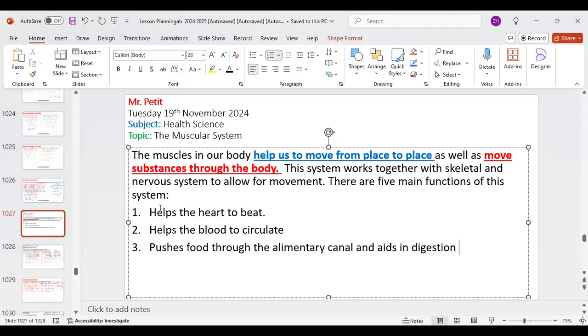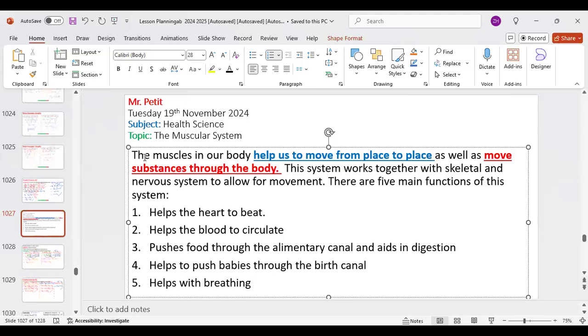So you have smooth muscles which are in your digestive system. Then how about in reproduction? It helps to push babies through the birth canal. Without muscles, that's not going to happen. And finally, it helps with breathing.